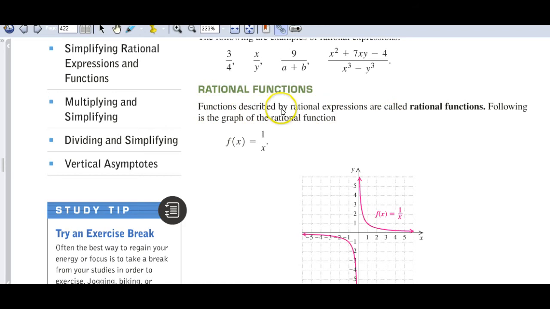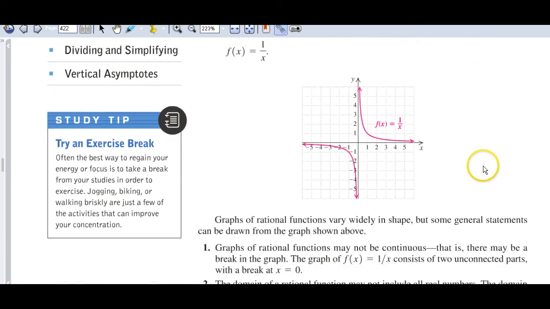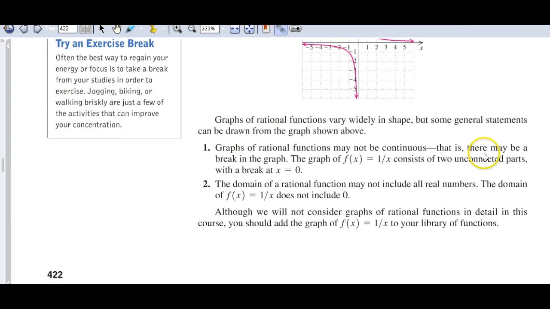Now, functions described by rational expressions are called rational functions. Following is the graph of a rational function. Here we have the function f of x is 1 over x. And if you put that into your calculator, make this a y, your graph would look like this. Okay? So graphs of rational functions vary widely in shape, but some general statements can be drawn from the graph above.